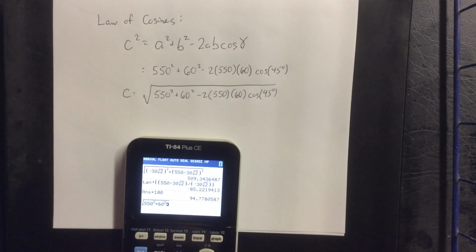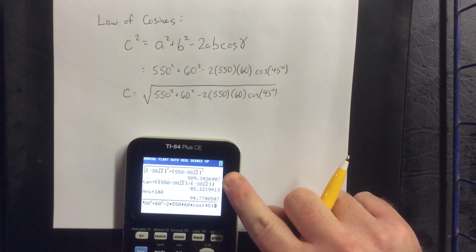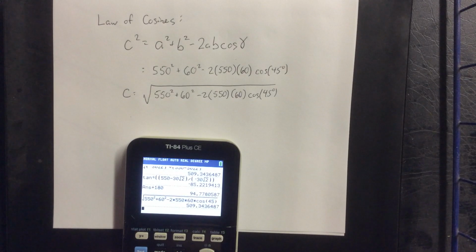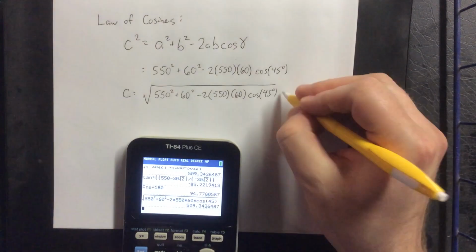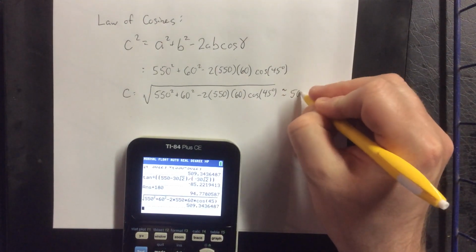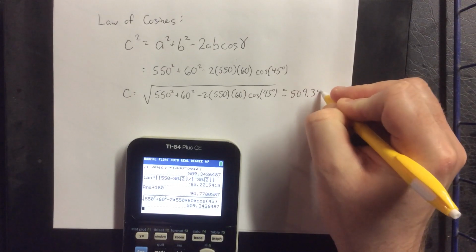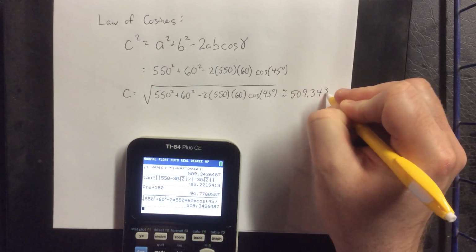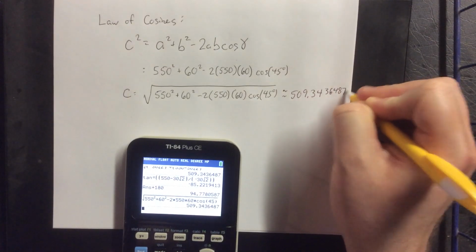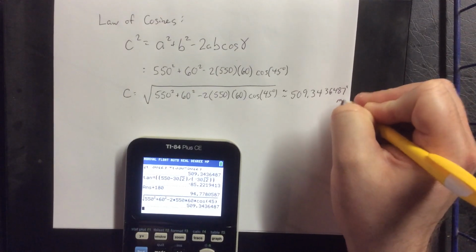Plus 60 squared minus 2 times 550 times 60 times the cosine of 45 degrees. Fingers crossed, this should match what we got up here. What do you know? It does, exactly. 509.34. Well, let's hold on to a couple more places since we're about to use it anyway. That's miles per hour.